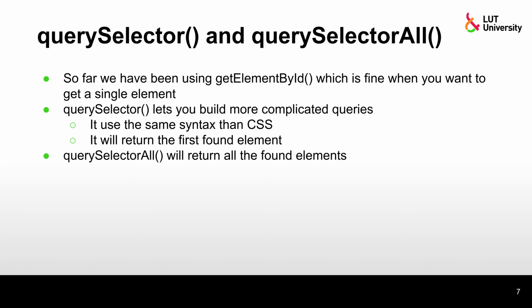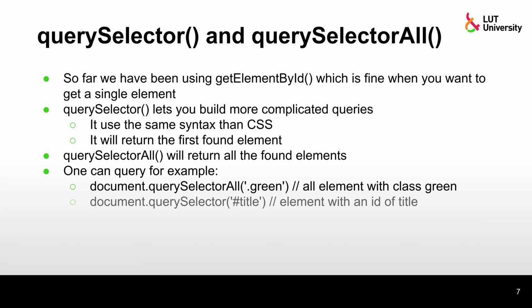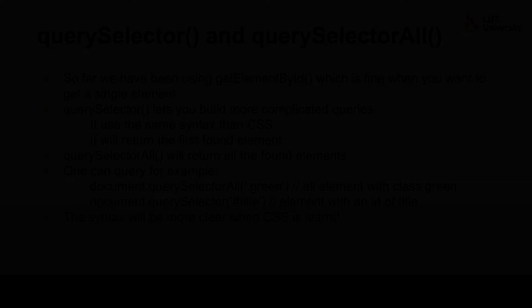We can, for example, select all the elements that have a class called green in their definitions. And then we can do something about those elements if we want. Or we can use this query selector and select an element with the ID of title. Then it works pretty much the same as this get element by ID. And yeah, the syntax will be more clear when we are learning CSS in the future videos.